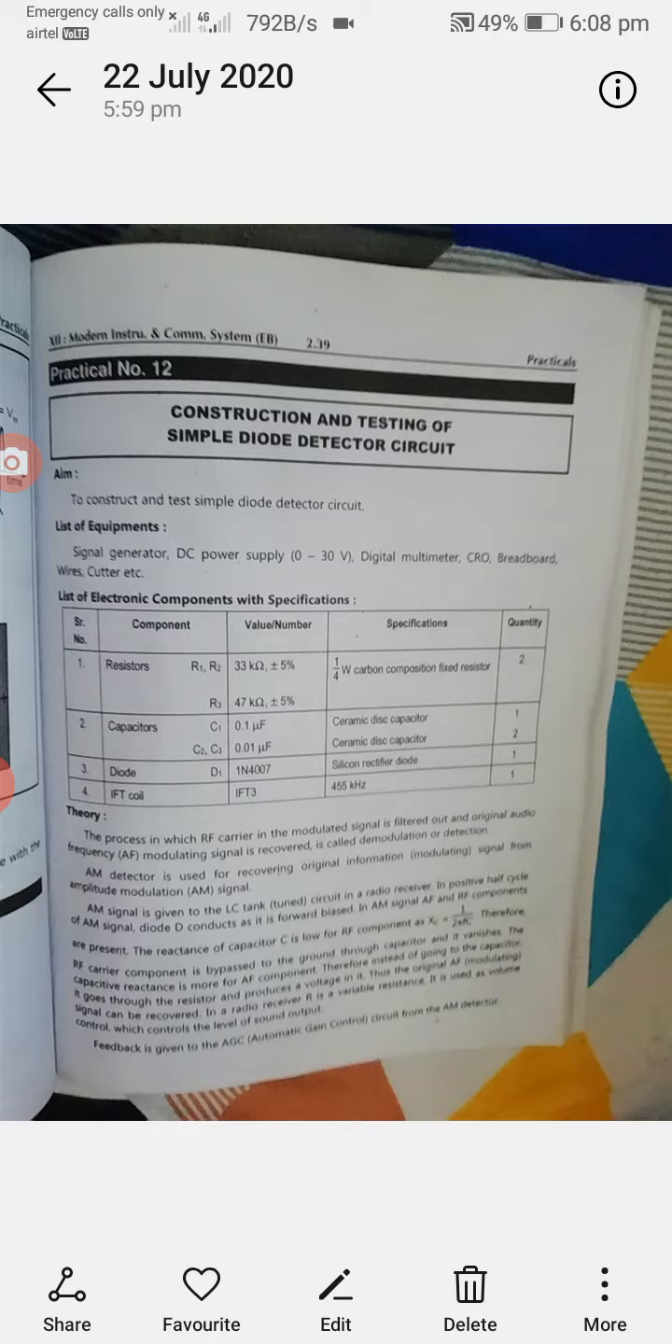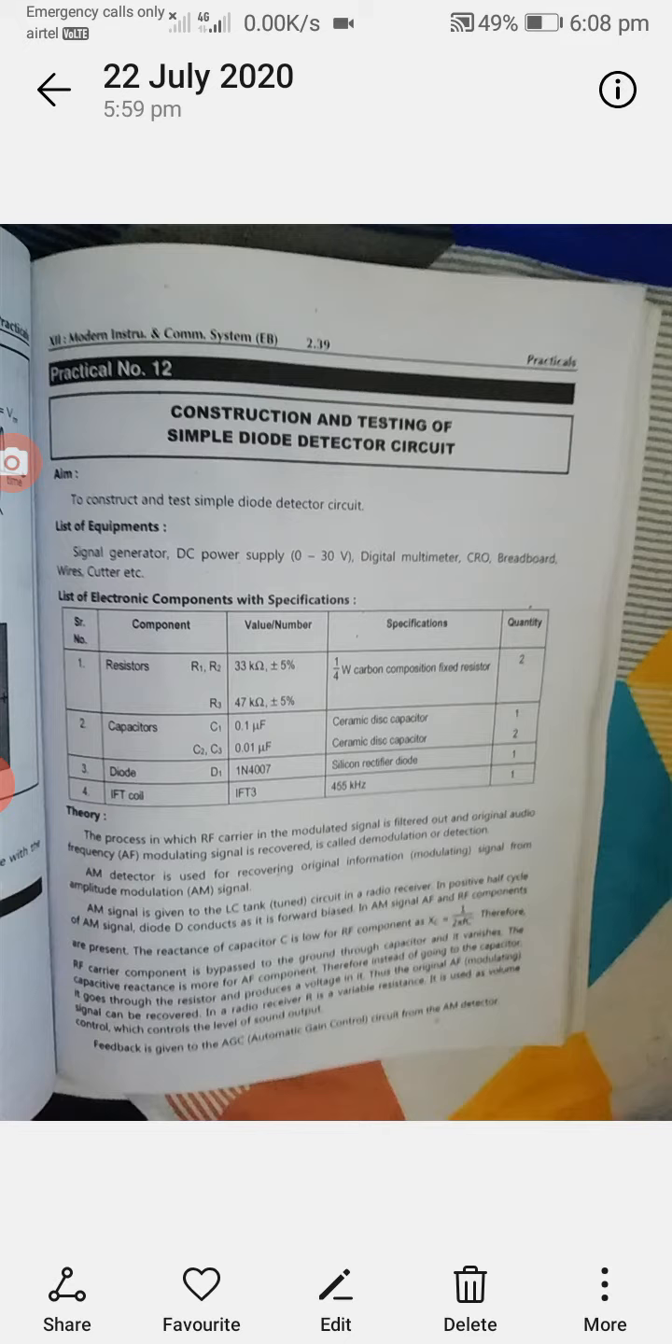The reactance of capacitor C is low for the RF component, as Xc is equal to 1 by 2 pi fC. Therefore, the RF carrier component is bypassed to the ground through the capacitor and it vanishes. The capacitive reactance is more for AF components. Therefore, instead of going through the capacitor, it goes through the resistor and produces a voltage in it. Thus, the original AF modulating signal can be recovered.